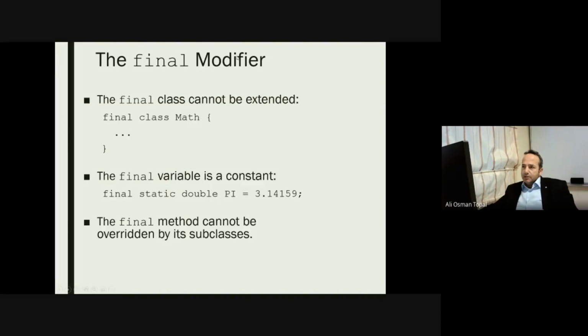Last slide, final modifier. A final class cannot be extended. A final method cannot be overridden by its subclasses. A final variable is a constant. We mentioned this one. You know, pi is a very long number, but you want to fix the number so everybody will have the same results in your group. So you can fix it so everybody will have this pi.